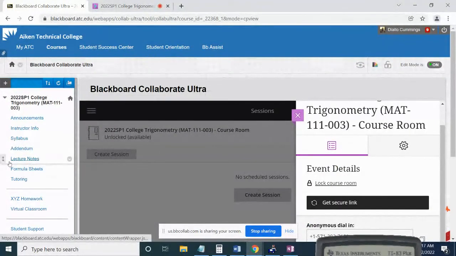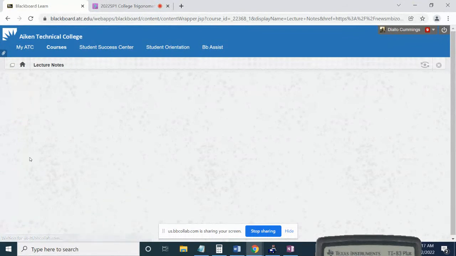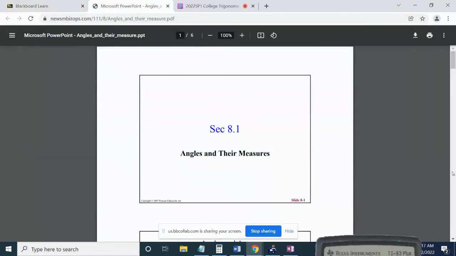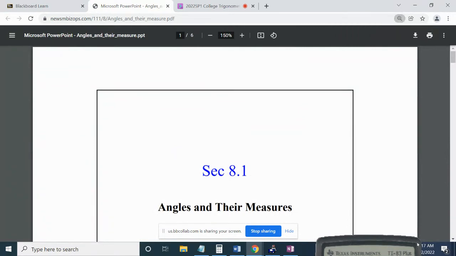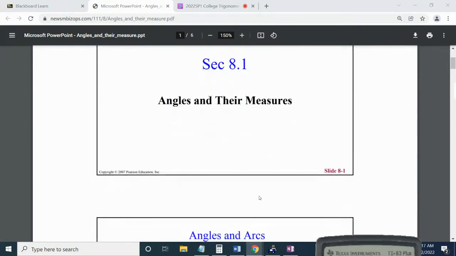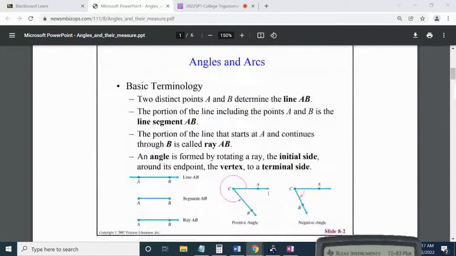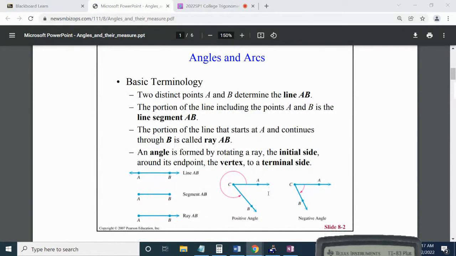Okay, so I'm going to bring up the lecture notes section, and this is the section 8.1 set of notes. All right, so first thing we're going to do is take a look at some basic terminology.